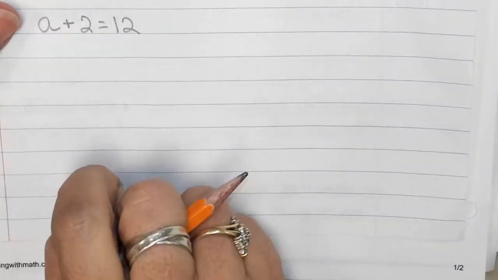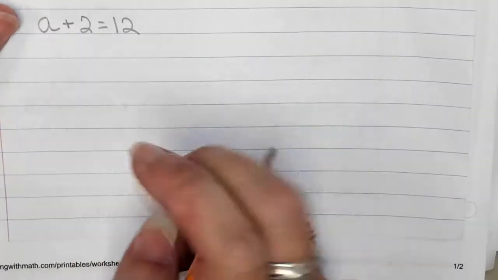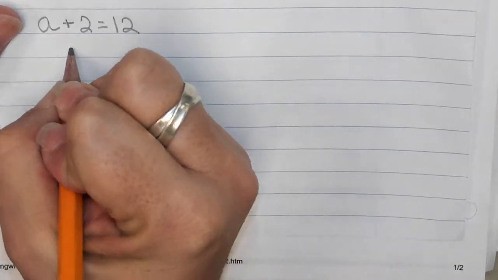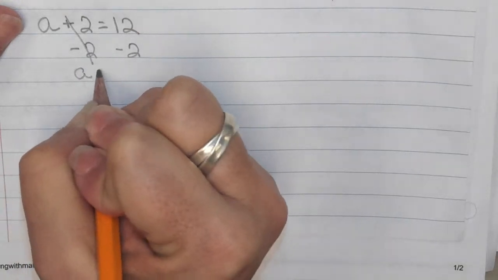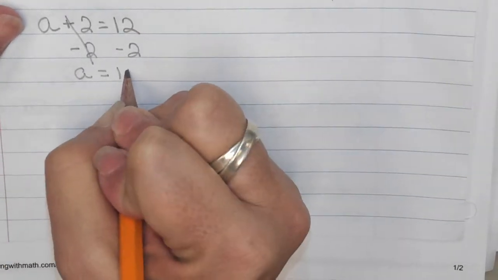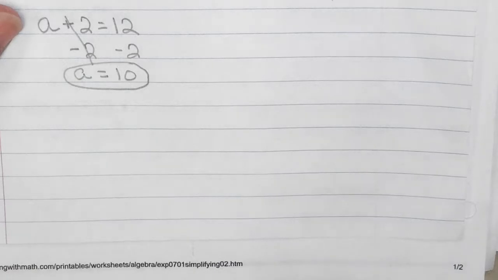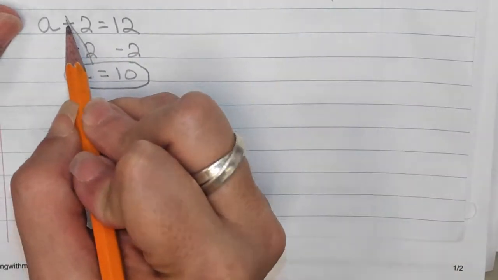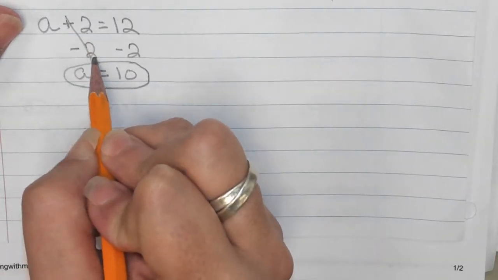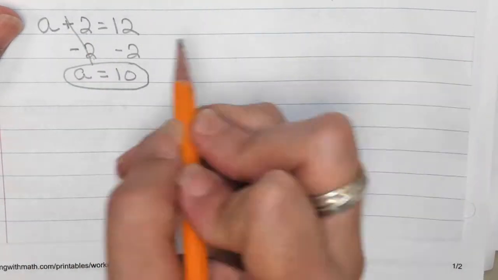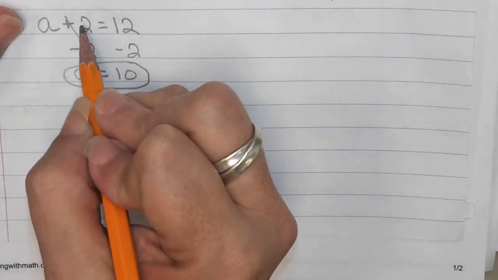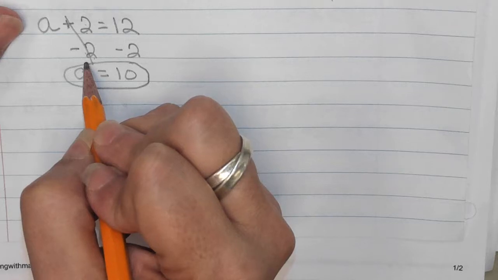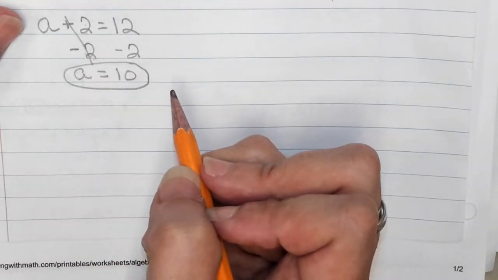What do we do to solve that one? Subtract what? Subtract 2 from both sides, and A equals 10. Because if it's a plus 2, the opposite is minus 2. You're trying to get rid of it on this side, so you have to do the inverse operation on the opposite side. Please sit up.